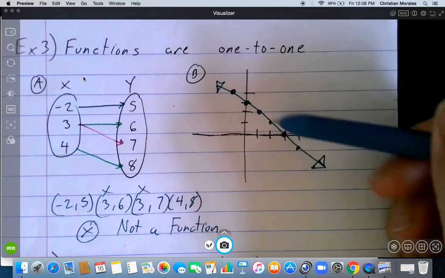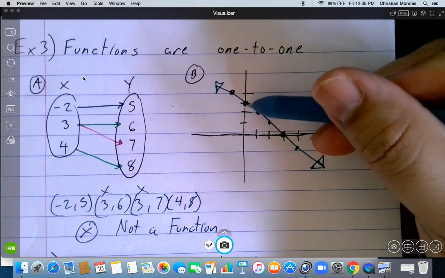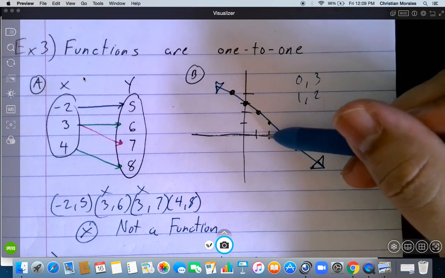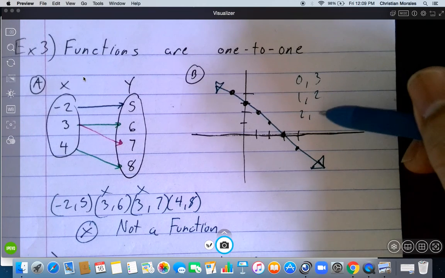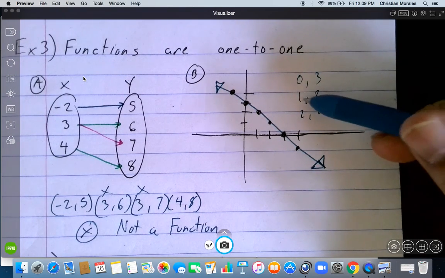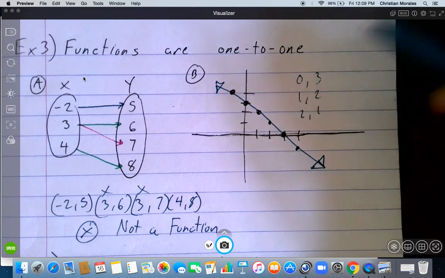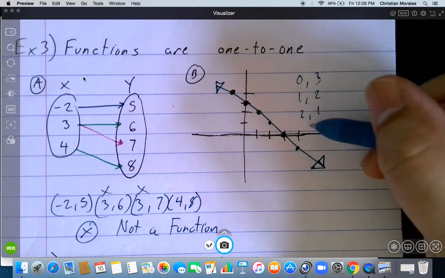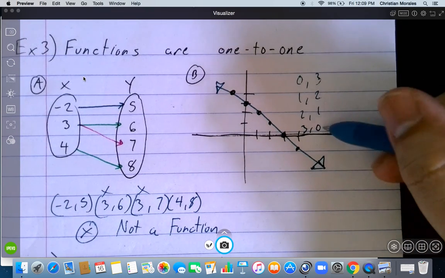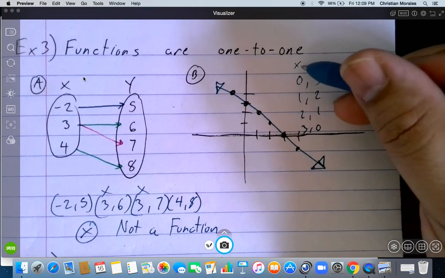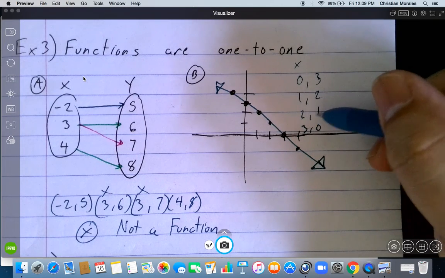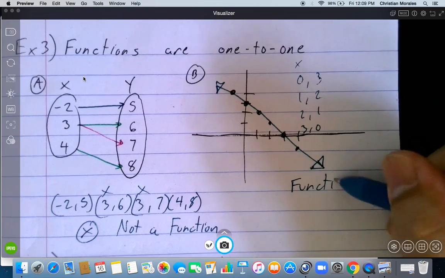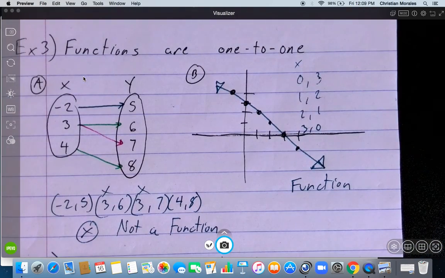Okay, in a line, if I wrote down these points, right? So let's just say this point. That would be 0, 3. That would be 1, 2. This would be 2, 1. It doesn't matter that I see repeating numbers on the other side. No, 0 is connected to 3, 1 is connected to 2, 2 is connected to 1, here 3 is connected to 0. Okay, each x has only one pair. So this is a function. And that's the difference. All right.